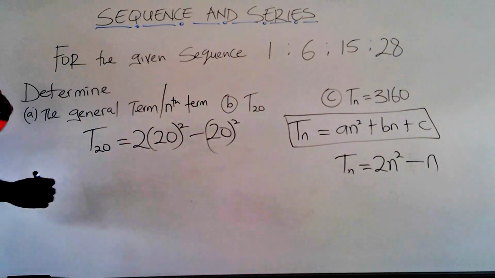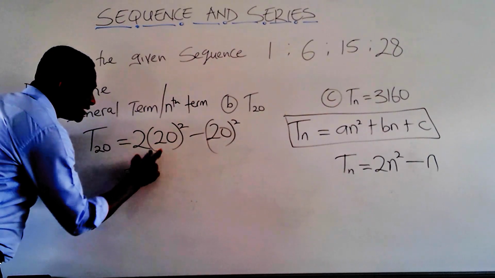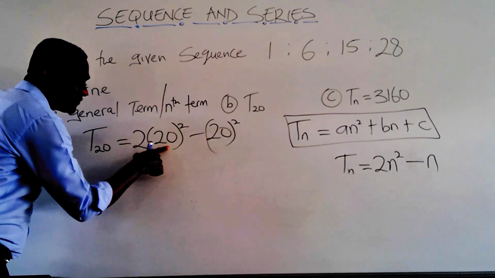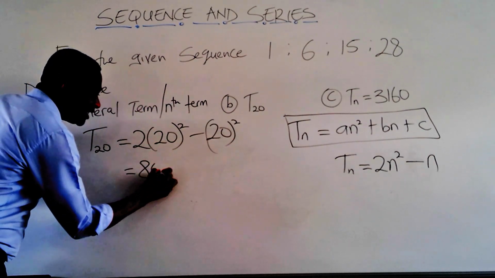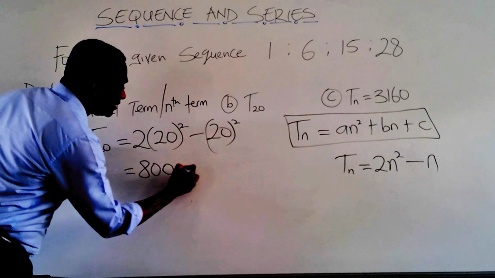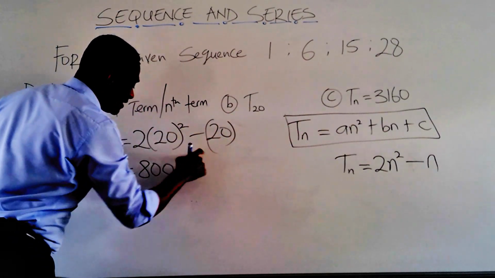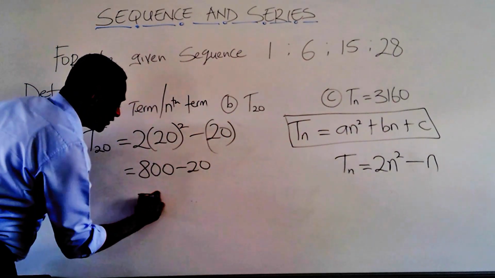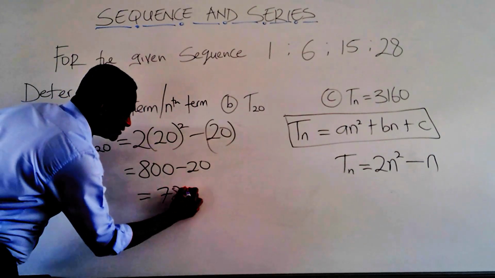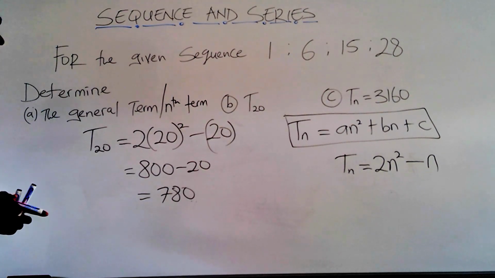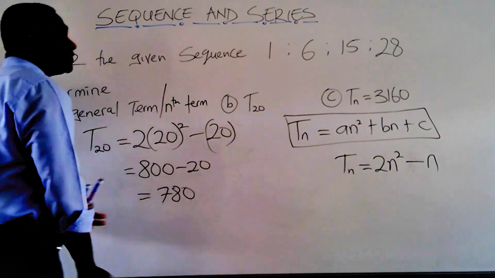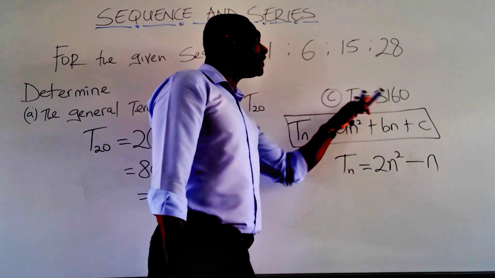20 all squared minus 20. 20 times 20 is 400. 400 times 2 is 800. So I have 800 minus 20, and that will give us 780. So the 20th term for this number pattern will be 780.